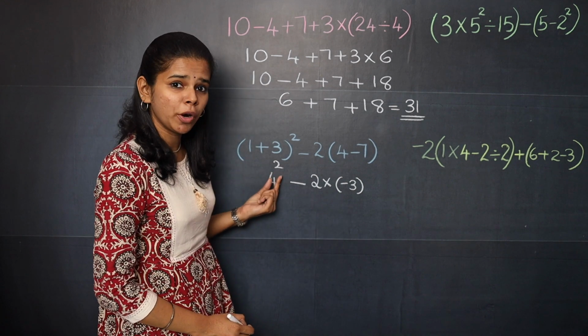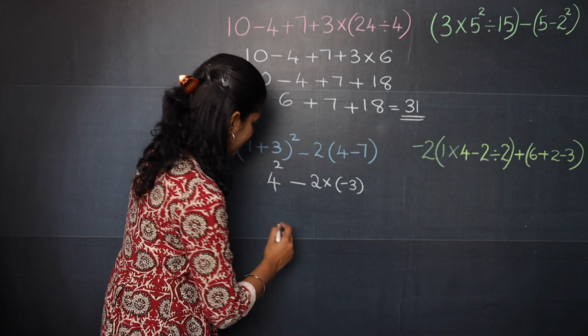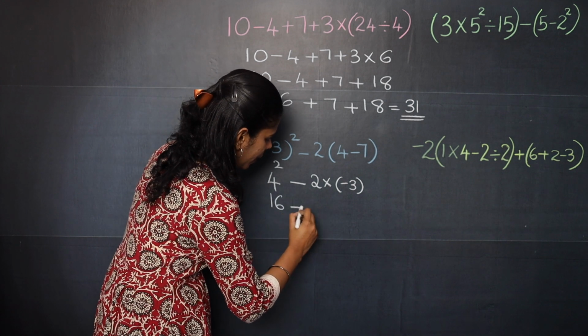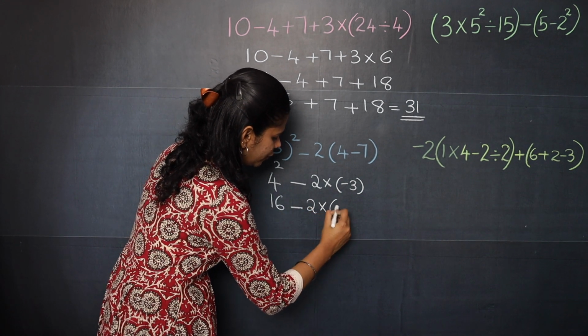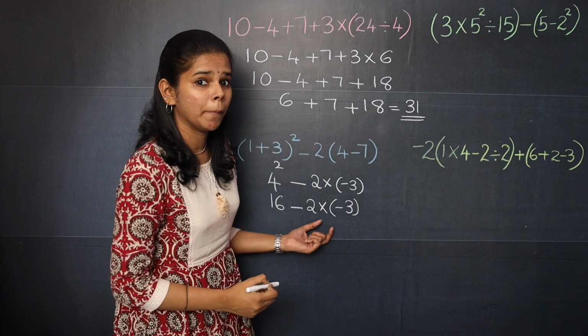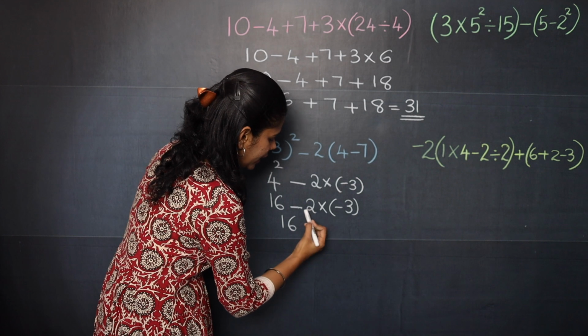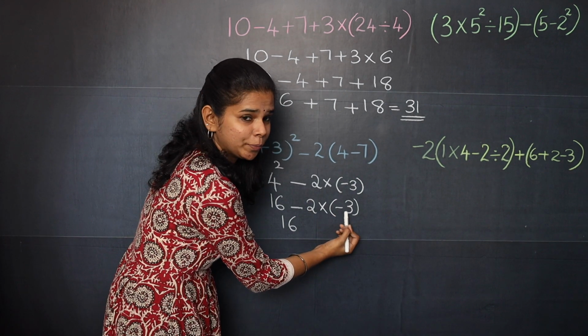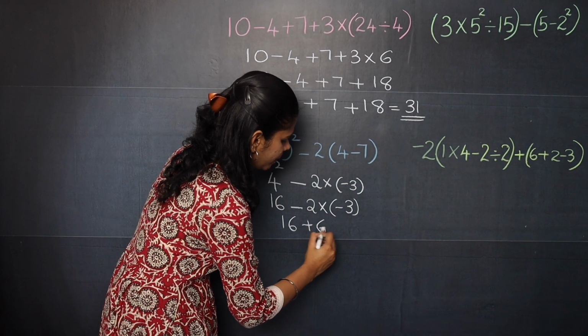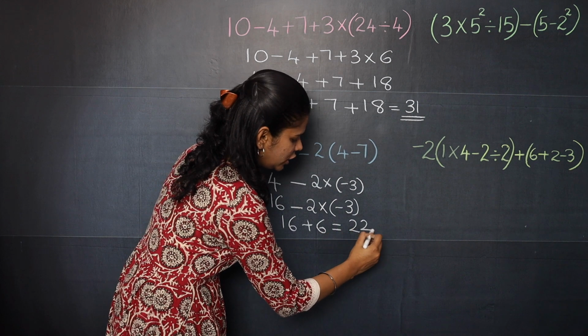Now you have an exponential form, so you will do that first. So it becomes 16 minus 2 into negative 3. Now you should multiply before you subtract. So it becomes 16 minus, negative 2 into negative 3, it is positive 6. So your answer is 22.